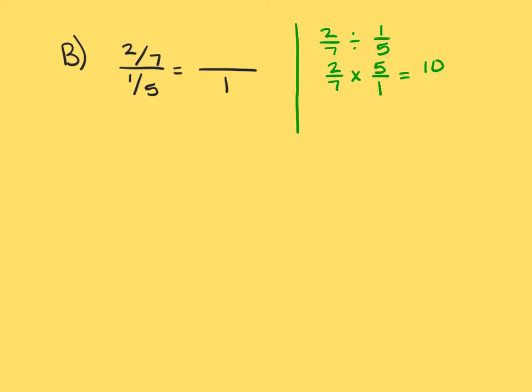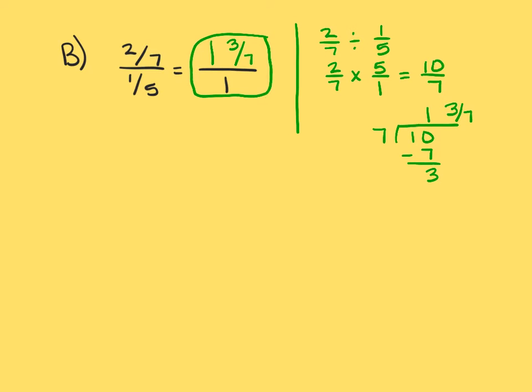2 times 5 is 10. 7 times 1 is 7. So we get 10/7. And then we can go and do our long division. 7 will go into 10 one time. 1 times 7 is 7. We get a remainder of 3. So we have 1 3/7. Which once again, we could write it over 1, or we can just write it as 1 3/7 when it's simplified.